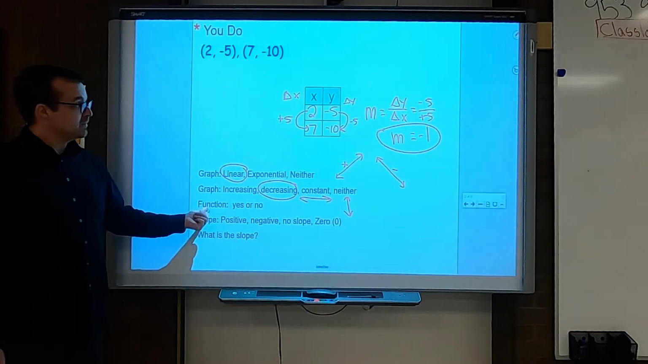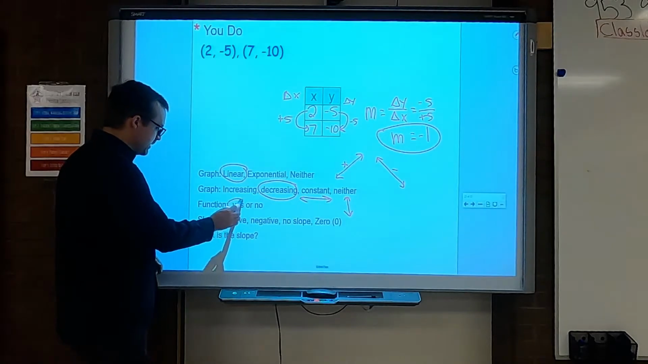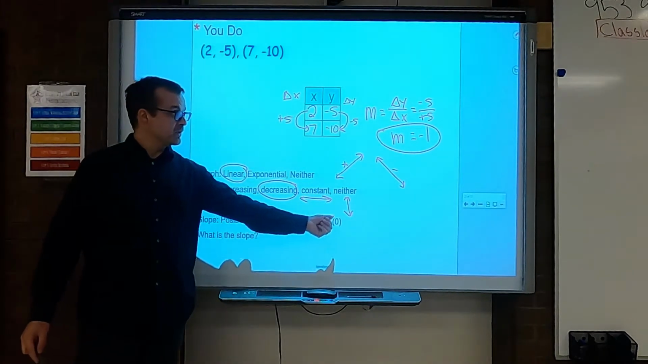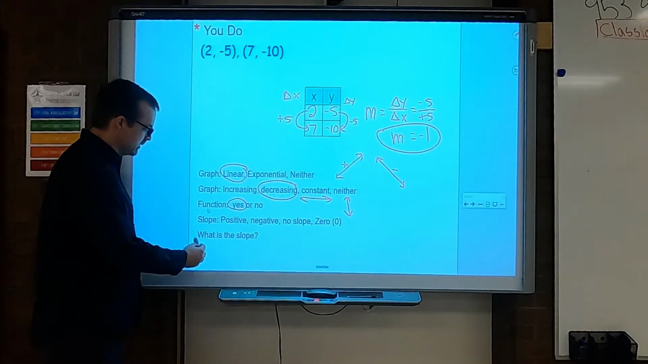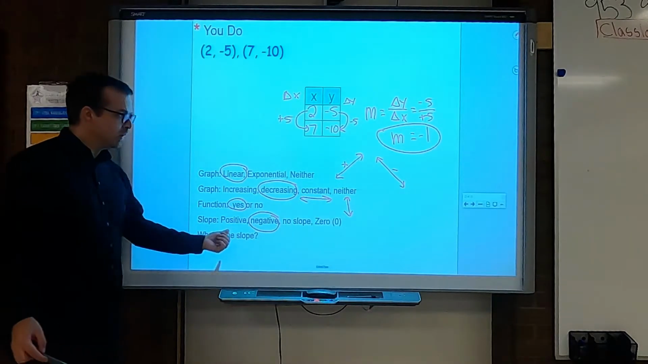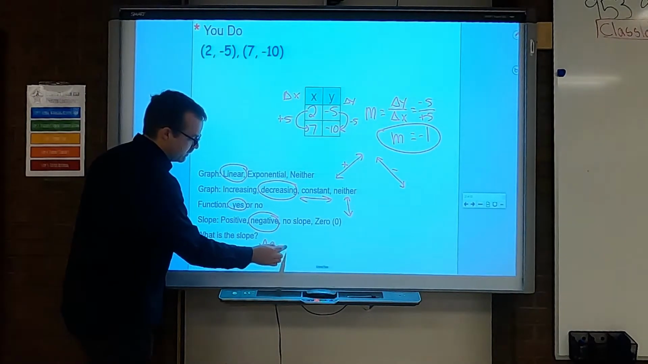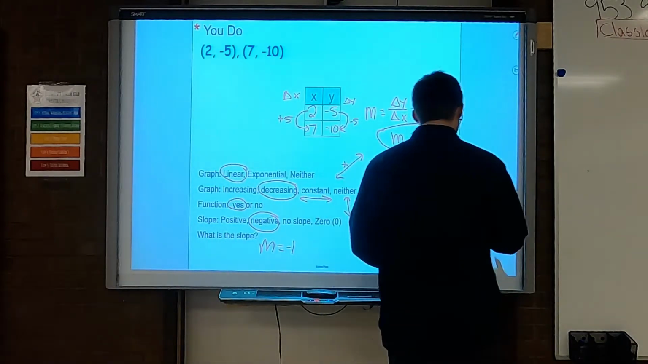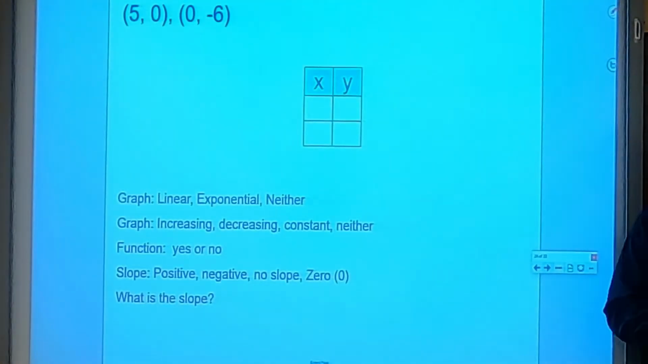All right, is it a function? I don't see any repeating x values. Yes. Is the slope positive, negative, no slope, or 0? Well, it's a -1, so we're going to say it's negative. And then what is the slope? m equals -1. Let's try the next one. Pause the video, give it a shot.